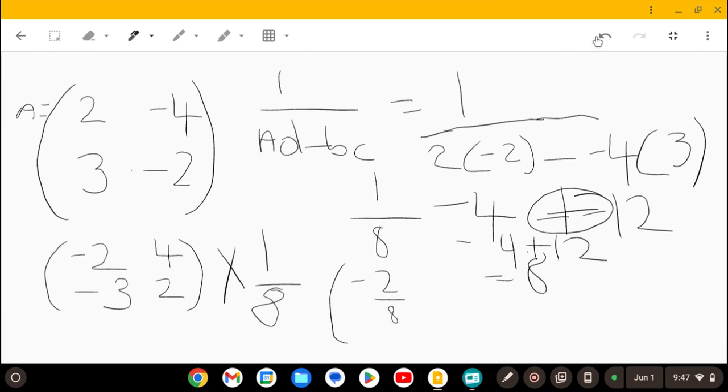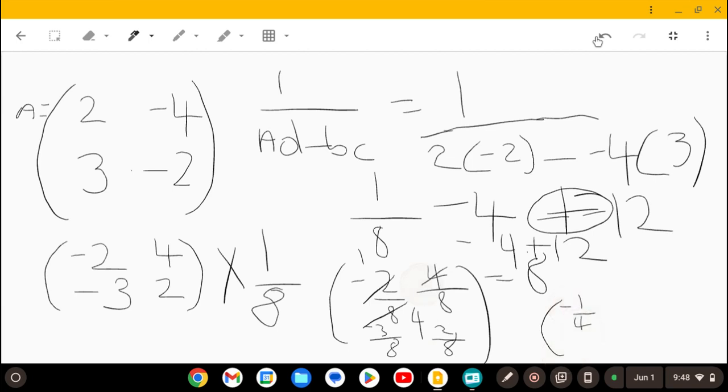4 times 1 over 8 is going to give us 4 over 8. -3 times 1 over 8 is going to give us -3 over 8. And 2 times 1 over 8 is going to give us 2 over 8. And we can simplify this some more. 2 goes into itself 1, 2 goes into 8 4 times. So we have -1/4.